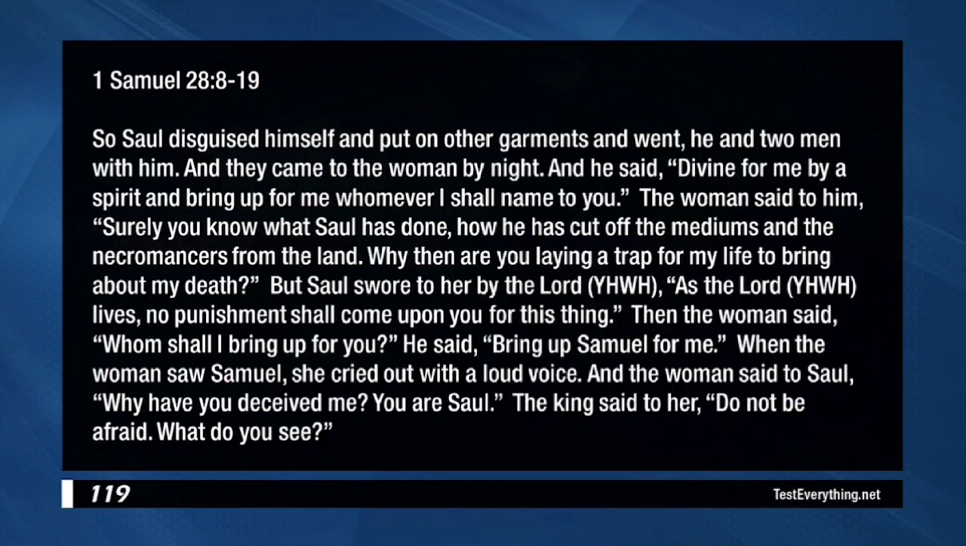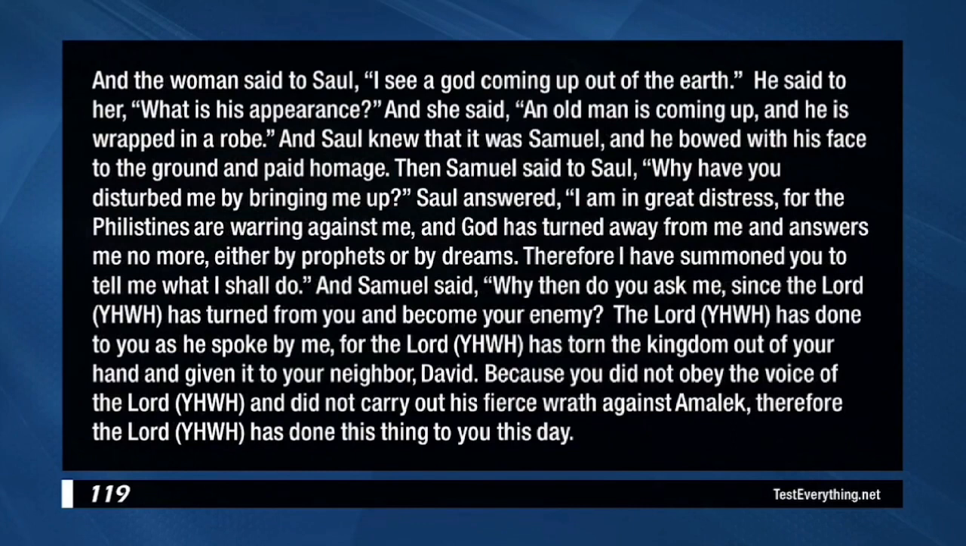When the woman saw Samuel, she cried out with a loud voice. And the woman said to Saul, why have you deceived me? You are Saul. The king said to her, do not be afraid. What do you see? And the woman said to Saul, I see a God coming up out of the earth. He said to her, what is his appearance? And she said, an old man is coming up, and he is wrapped in a robe. And Saul knew that it was Samuel, and he bowed with his face to the ground and paid homage. Then Samuel said to Saul, why have you disturbed me by bringing me up? Saul answered, I am in great distress, for the Philistines are warring against me, and God has turned away from me and answers me no more, either by prophets or by dreams. Therefore I have summoned you to tell me what I shall do.